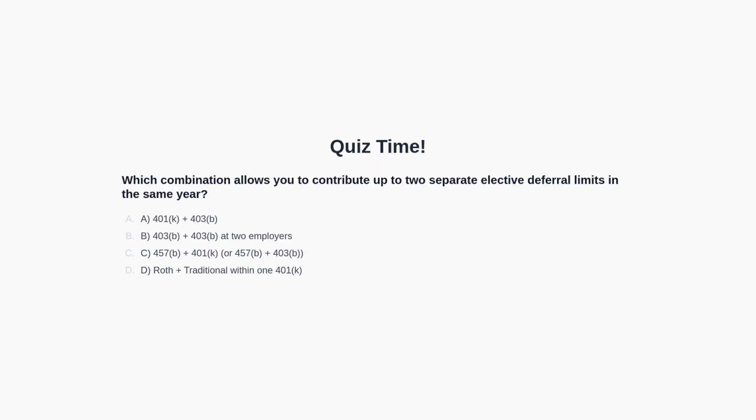Quiz question. Which combination allows you to contribute up to 2 separate elective deferral limits in the same year? Option A is 401k plus 403b. Option B is 2 403b plans at 2 employers. Option C is a 457b plus a 401k or 457b plus a 403b. Option D is Roth plus traditional within one 401k. You may pause the video now to think about the answer. We will discuss the answer in the next section of the video.